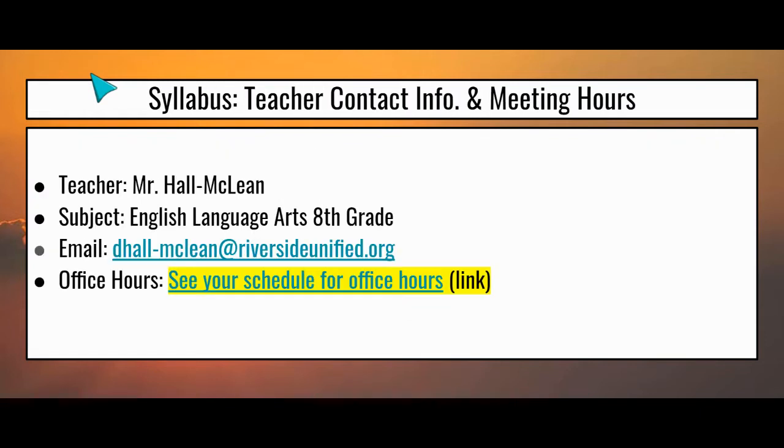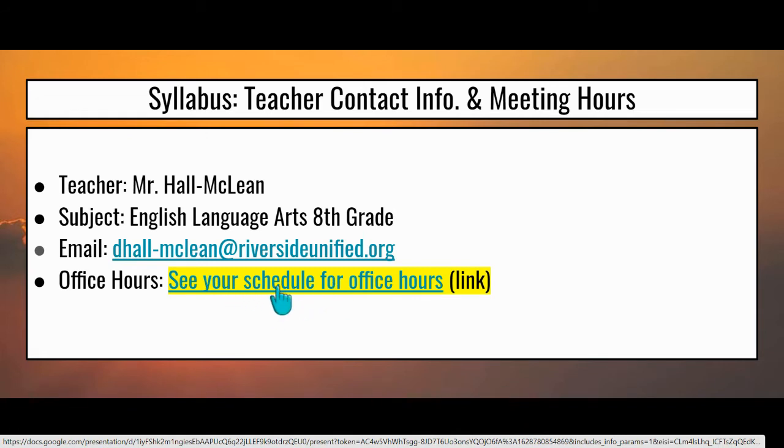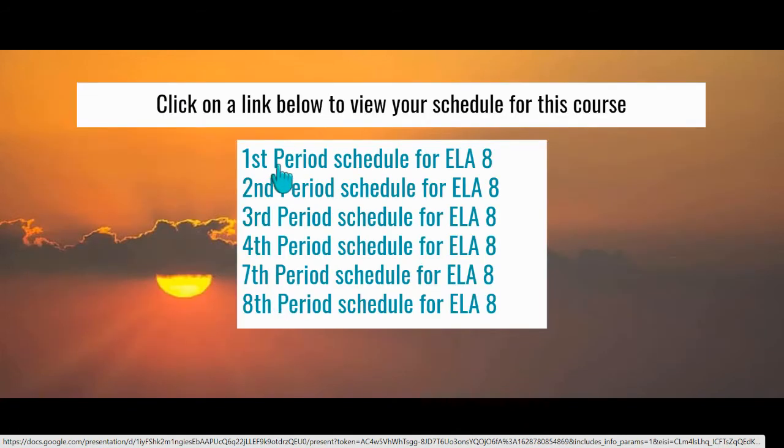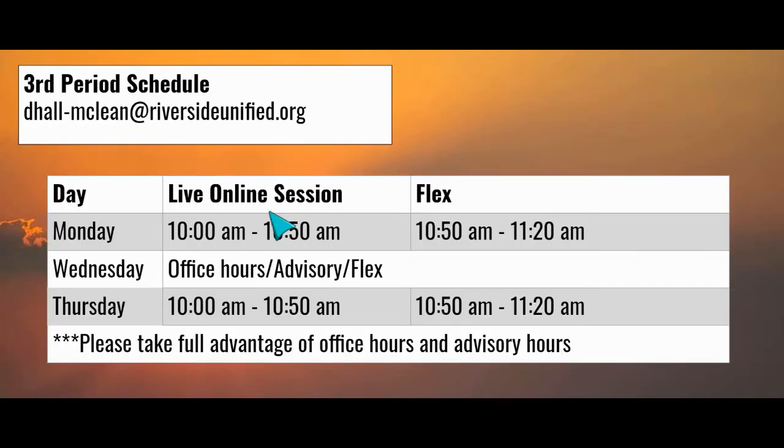Here's my contact info and meeting hours. As you know, my name is Mr. McLean. Also, as you know, we're in ELA 8. My email address is right here for you. You can literally copy and paste that if you ever need to email me. If you want to see my office hours, it's going to prompt you to see your schedule for office hours. You'll click on that and then say you're in my third period. Then this will tell you when my office hours are. And you see they're on Wednesday.